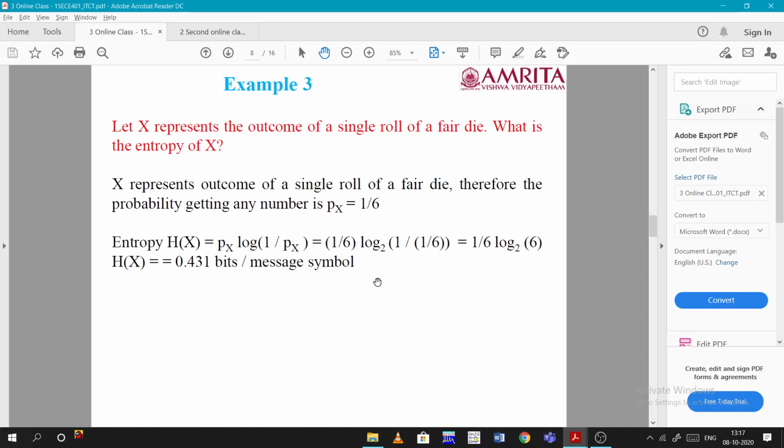Next, let x represent the outcome of the sum rule. We can compute the entropy as p of x into log 1 by p of x. So 1 by 6 into log 1 by 1 by 6, that is 0.431.